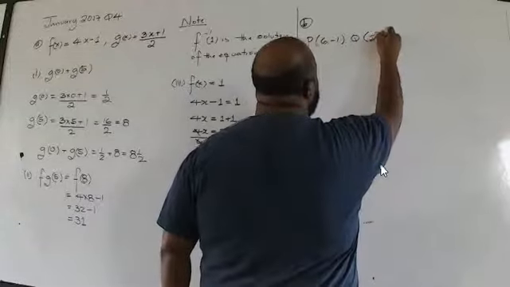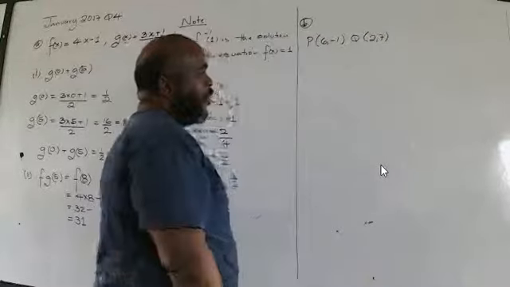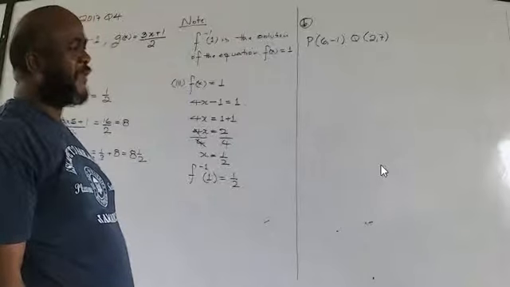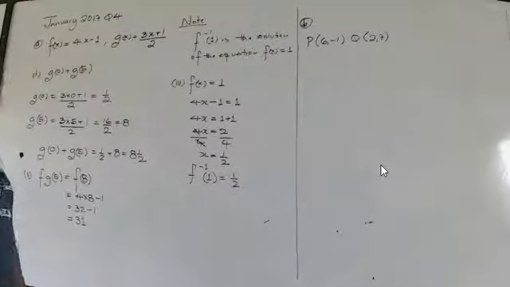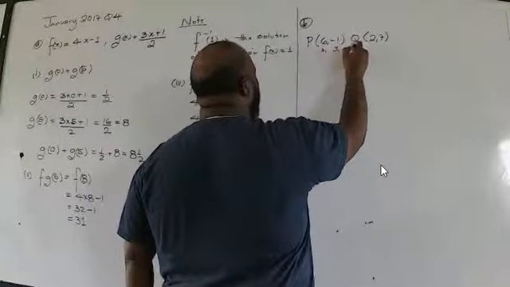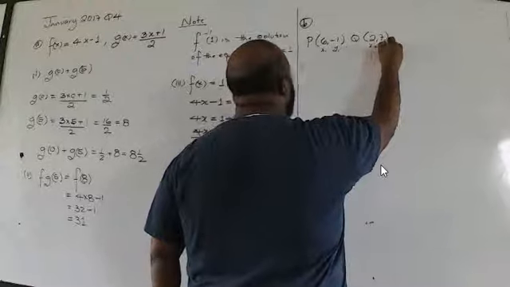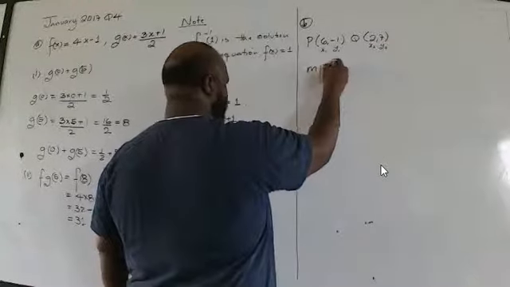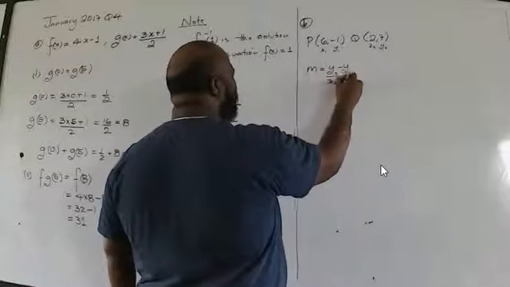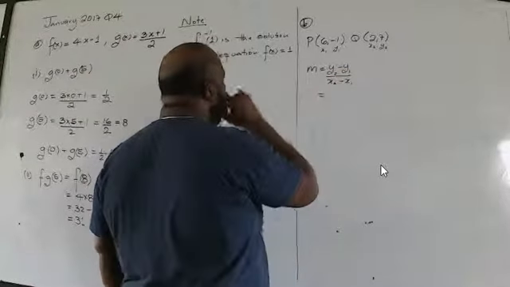We're asked what? P and Q are endpoints of the line segment PQ. We are asked to determine the gradient of PQ. I'm going to call this x1, y1, x2, y2. m is equal to (y2 minus y1) over (x2 minus x1). What is y2?